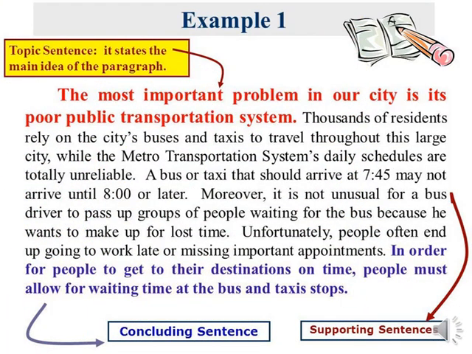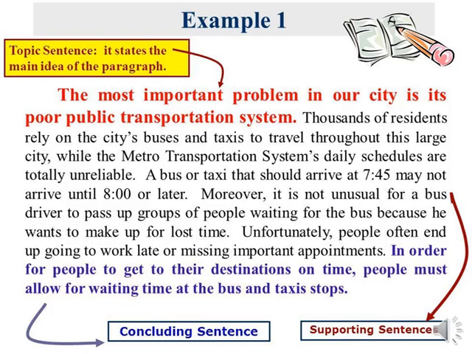Here we have another example about the parts of any paragraph. So first you have the topic sentence. Also you can notice that there is no title. Of course, you can put the title. The most important problem in our city is its poor public transportation system. So what is the main idea of this paragraph? As we said, it's always in the topic sentence. The main idea is how poor the public transportation system is in this city.